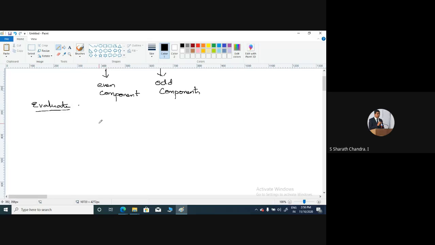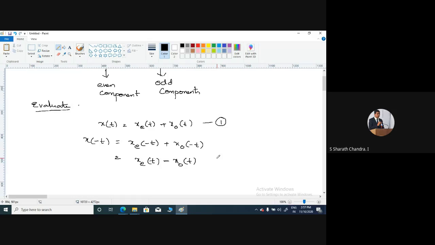Let us consider x of t is equal to xe of t plus xo of t, the statement that we have written above. Since this is true for x of t, this should also be true for x of minus t. When I substitute t with minus t, this becomes xe of minus t plus xo of minus t. For even signals, x of t is equal to x of minus t, so I can just write this as xe of t. And for odd signals, xo of minus t is equal to minus xo of t. Therefore, x of minus t can be seen as xe of t minus xo of t. I shall number these equations as 1 and 2.